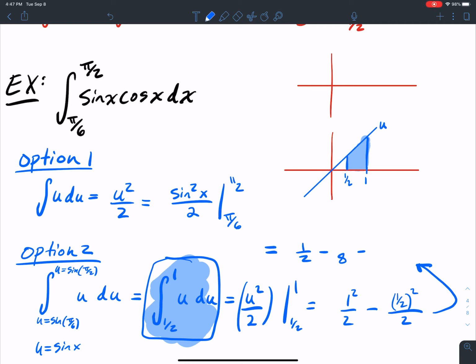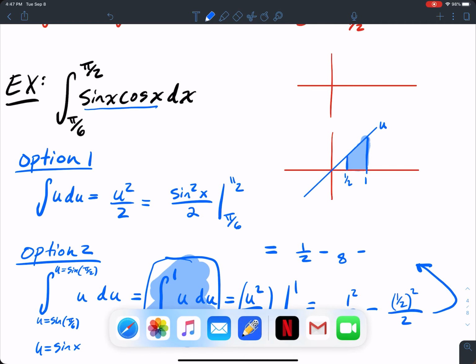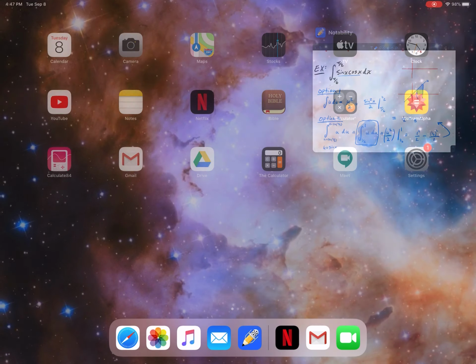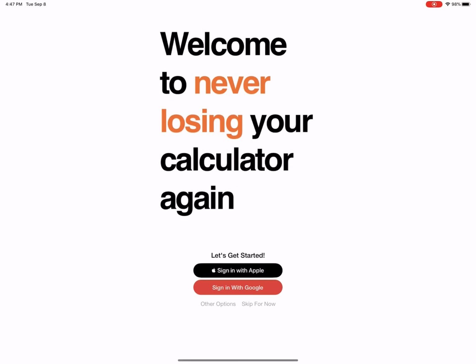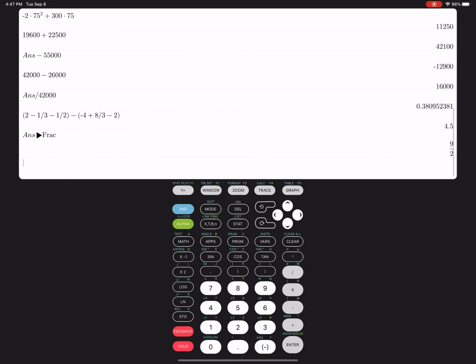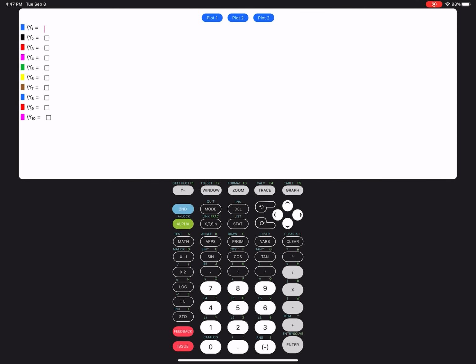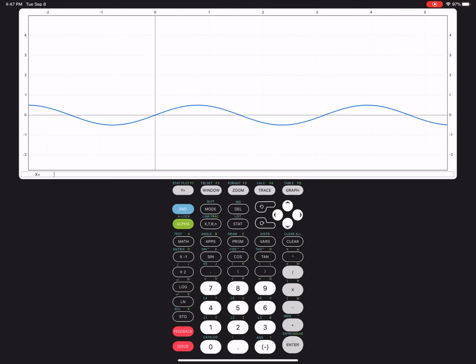Now, if I graph sine x cosine x, actually I'm going to go ahead and use my calculator to help me out with that. Sine x cosine x, let's see what this looks like. So let's clear this. Sine of x multiplied by cosine of x. Okay. All right, so from, what did we say? Pi over 6 to pi over 2.